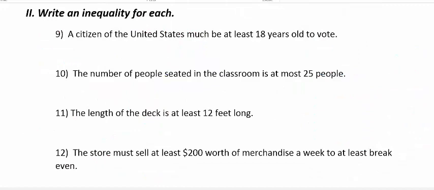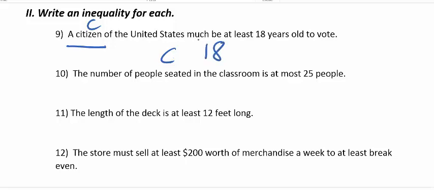In part 2, we're going to go ahead and write an inequality for each of these statements. A citizen of the United States must be at least 18 years old to vote. So I'm going to use the variable C for citizen. And if the citizen has to be at least 18 years old to vote, we need this citizen to be either equal to 18 or older than 18. So it has to be bigger than 18. So we do C is greater than or equal to 18.